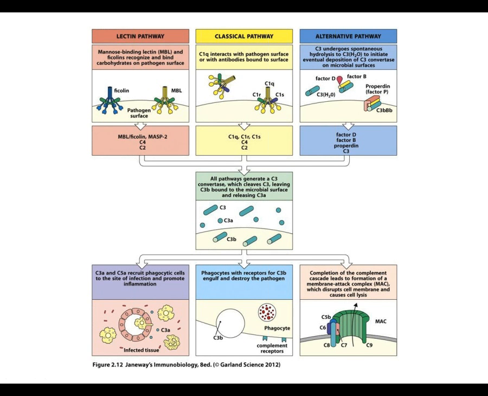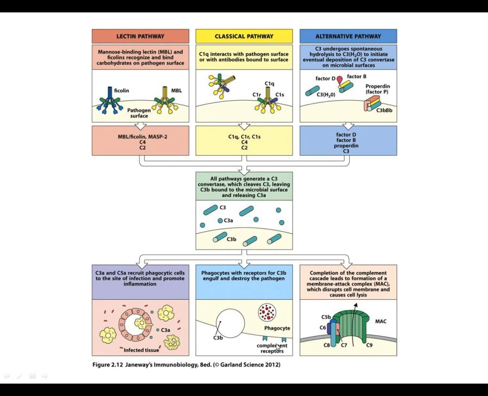The goal of all of them is to create a C3 convertase. C3 convertase, its sole job is to cleave C3 into 2 components, C3a and C3b. Okay, so once this happens, the different mechanisms can occur. So C3a can go on and recruit different cells and start inflammation.